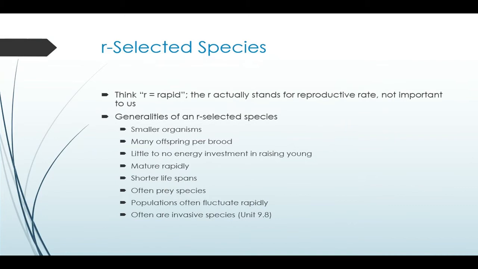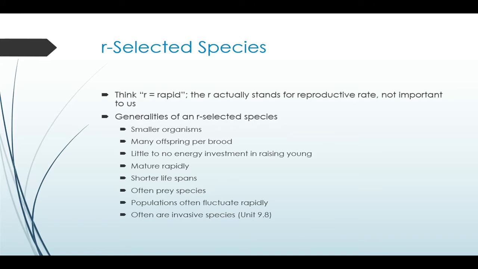Now let's go to the converse. Let's go talk about some of our R-selected species. I'm going to go through this a little bit faster because we just kind of talked about the K. The R is pretty much the opposite. R, think of rapid because they can go through rapid population growth. The other way to remember is rabbit. Rabbits are an example of R-selected species.